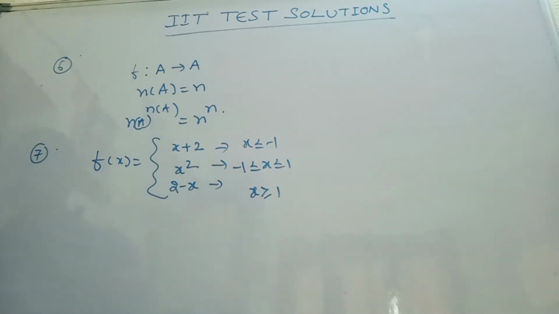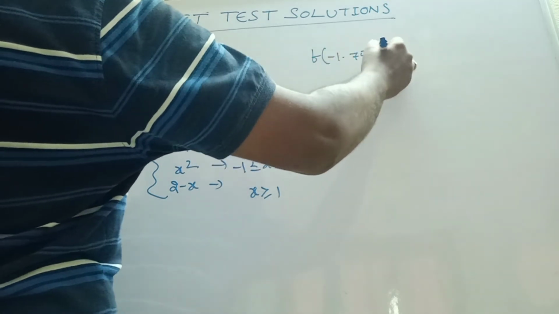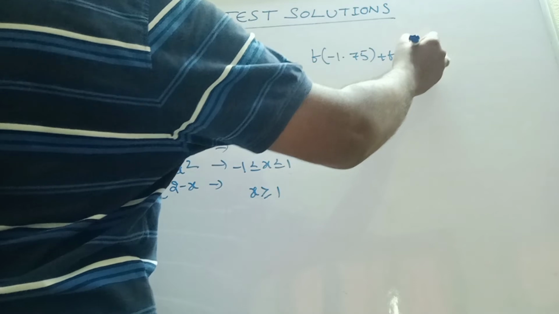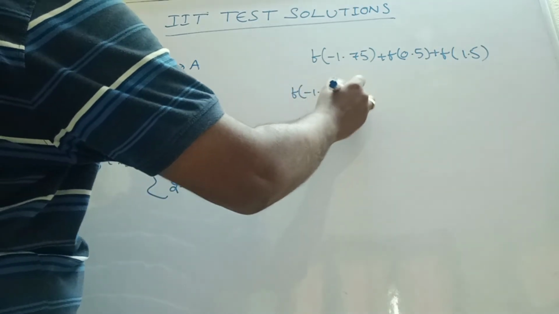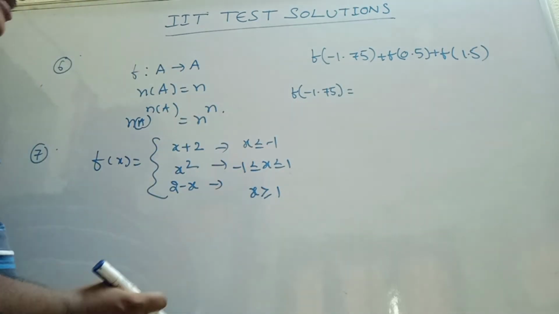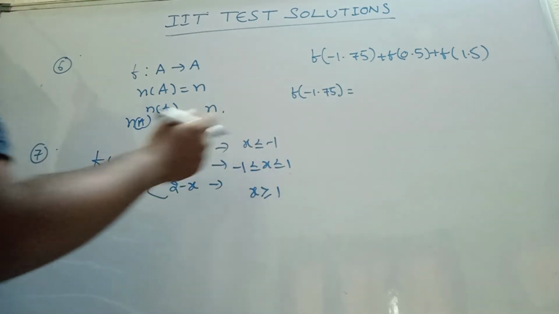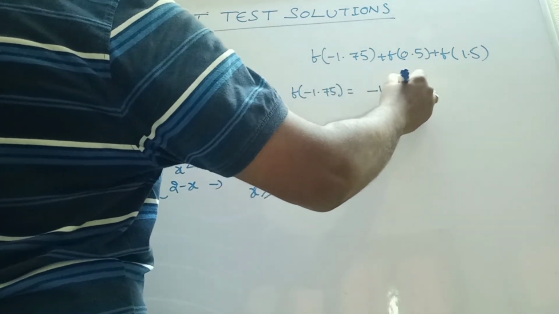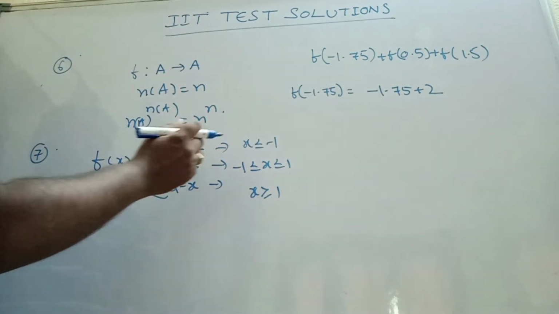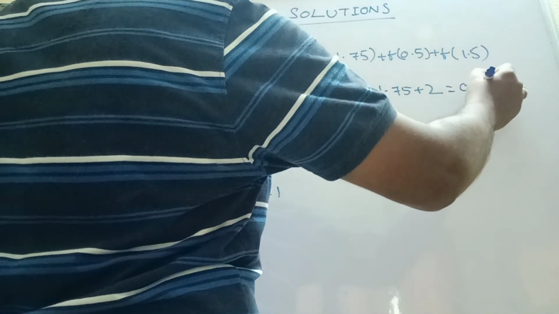Now they are asking here f of minus 1.75 plus f of 0.5 plus f of 1.5, like this. Now f of minus 1.75: where is minus 1.75 lying? x is lesser than or equal to minus 1, because minus 1.75 is lesser than or equal to minus 1. Therefore, that is equal to x plus 2, minus 1.75 plus 2, which is nothing but 0.25.